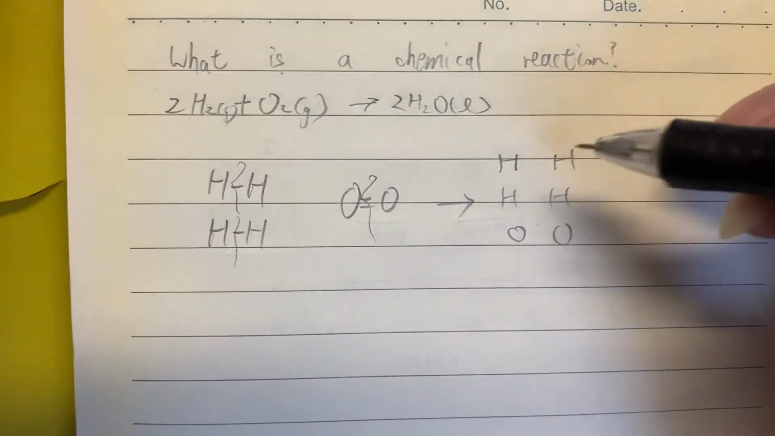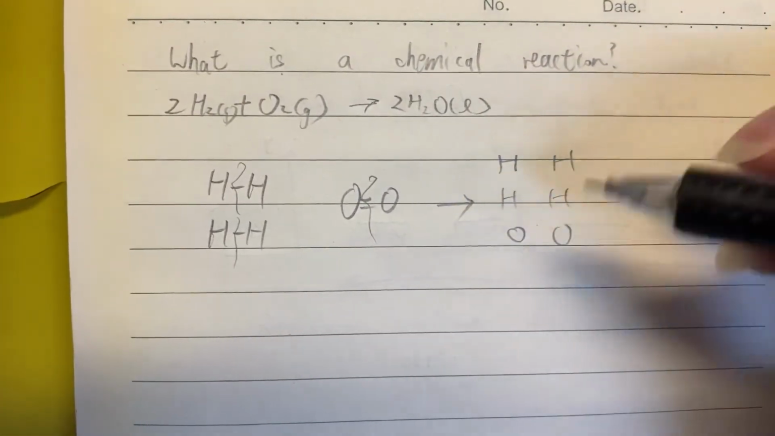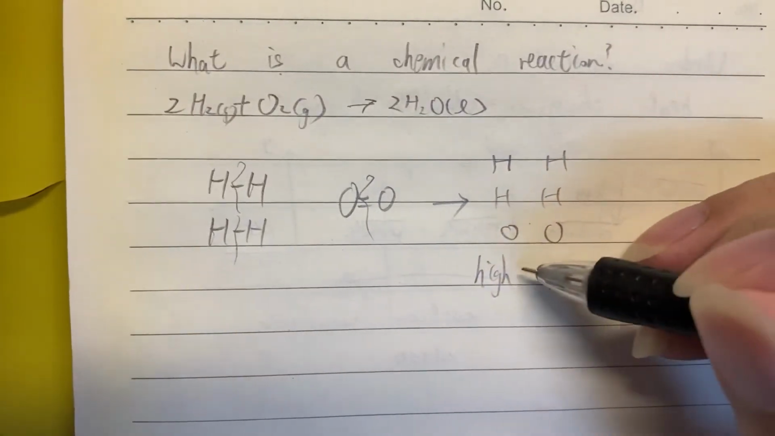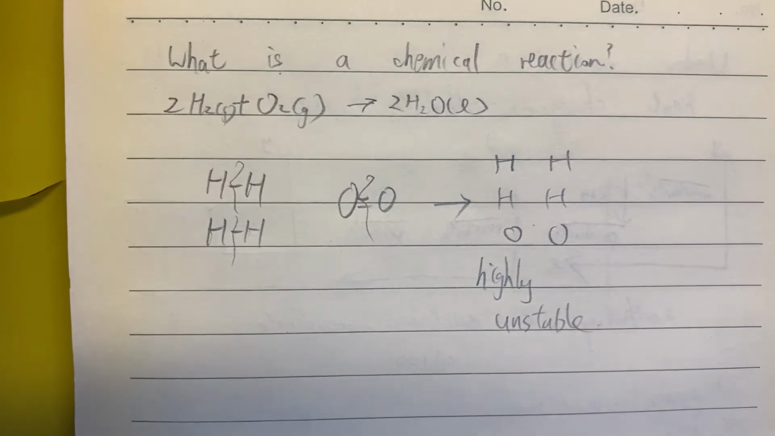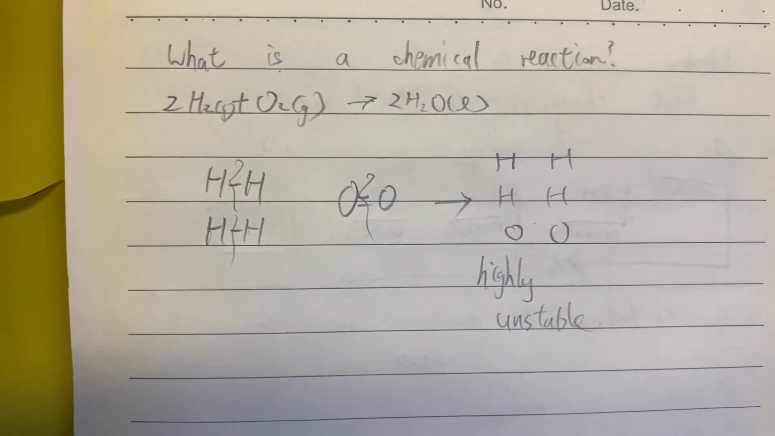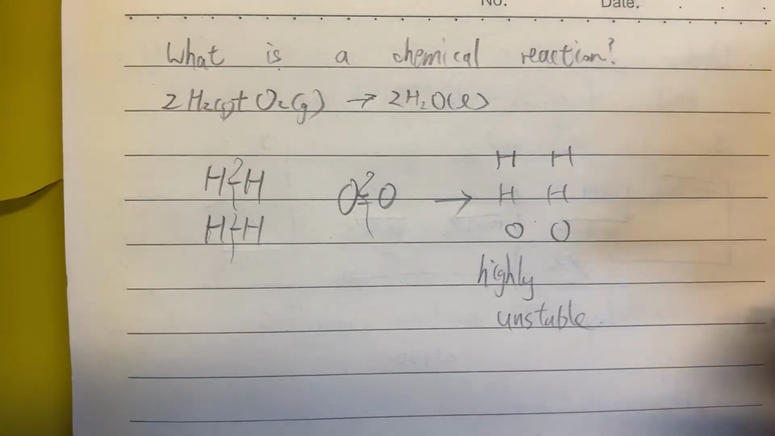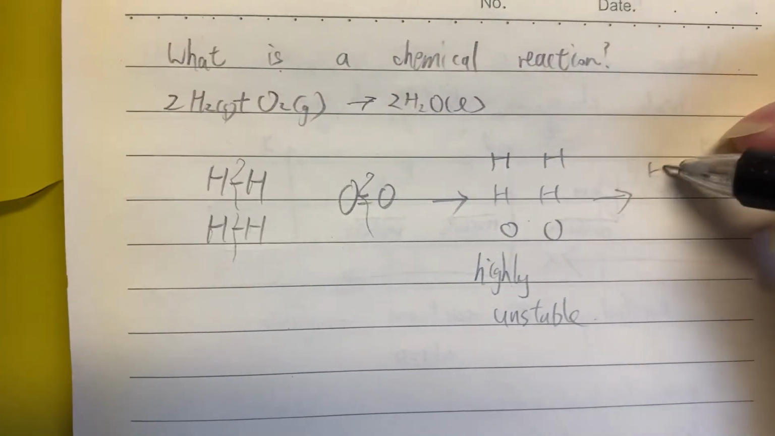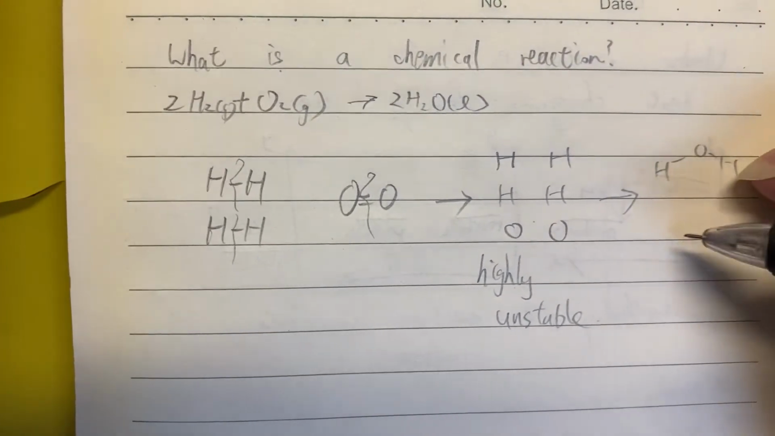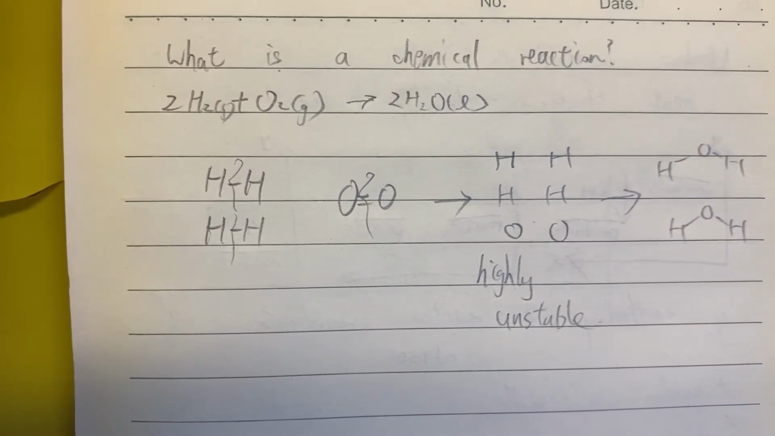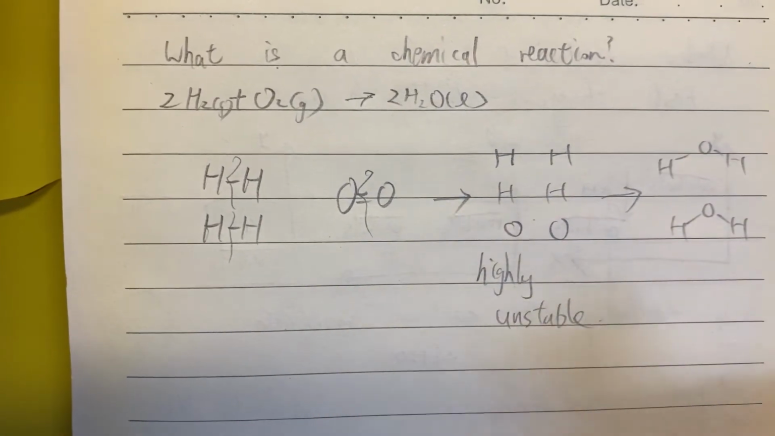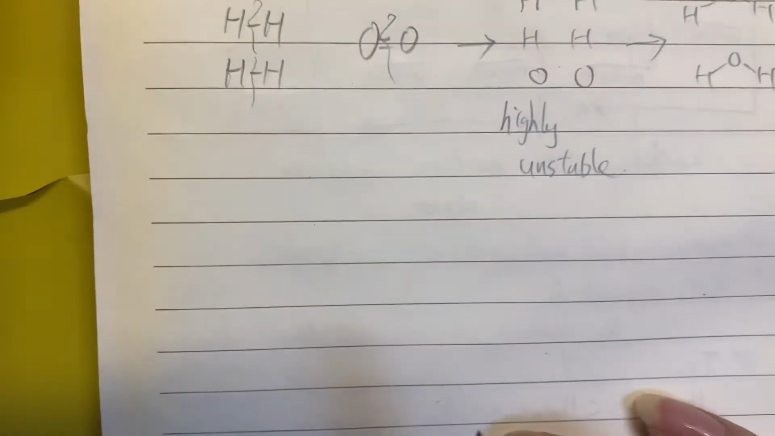And then after you form these atoms, which are highly unstable, what will happen next? To form water, some covalent bonds will rearrange and then form back O-H bonds, and finally they combine to become two water molecules. This is what actually happens in the reaction.